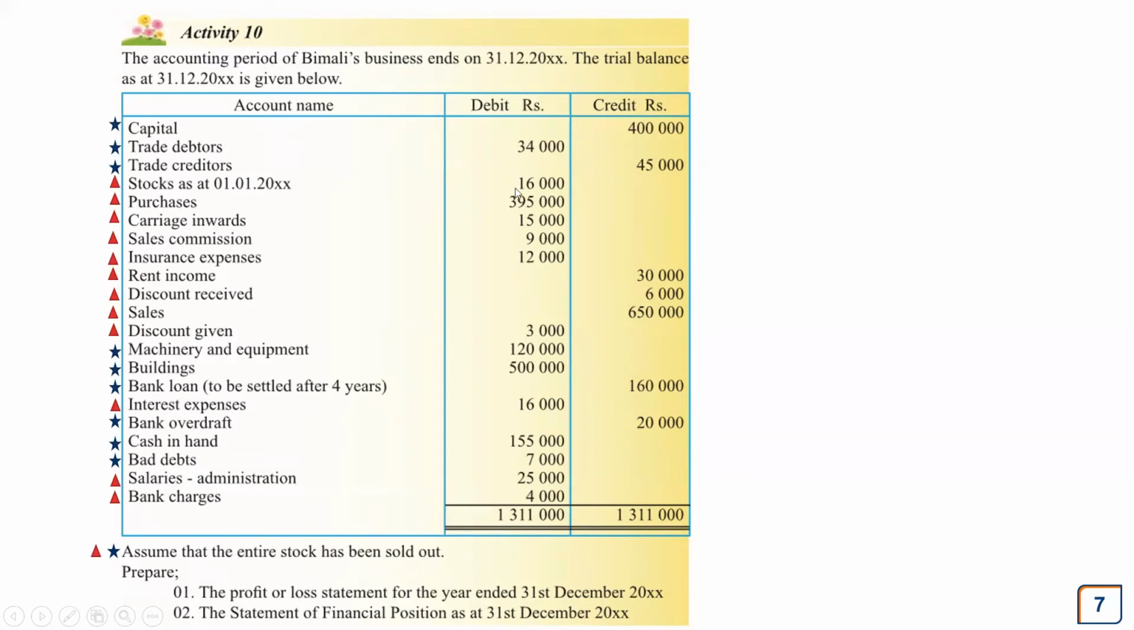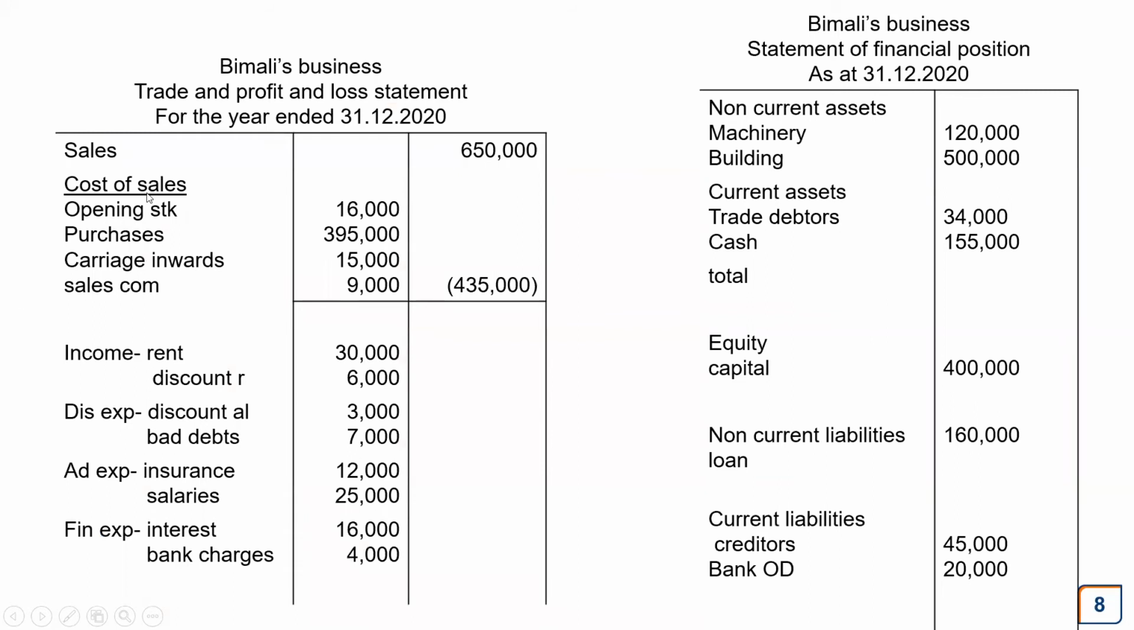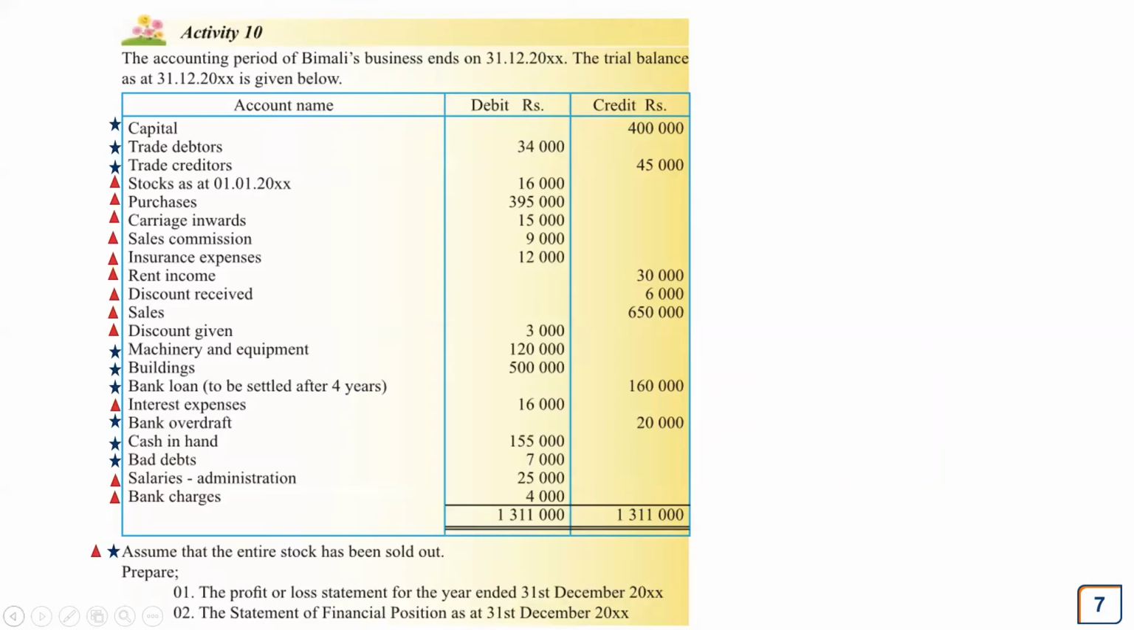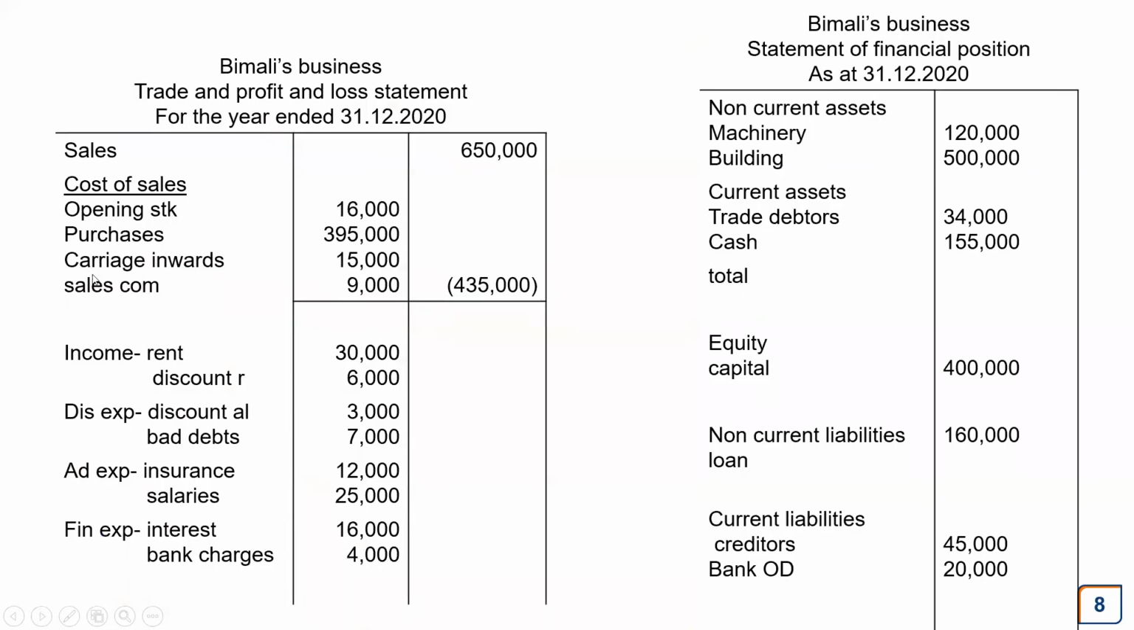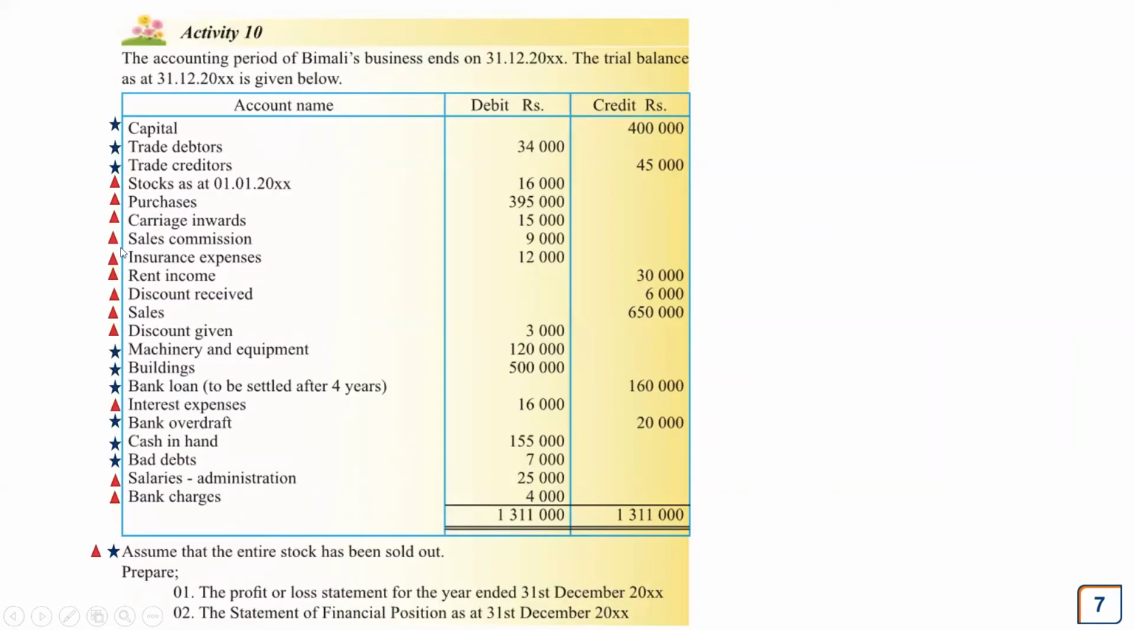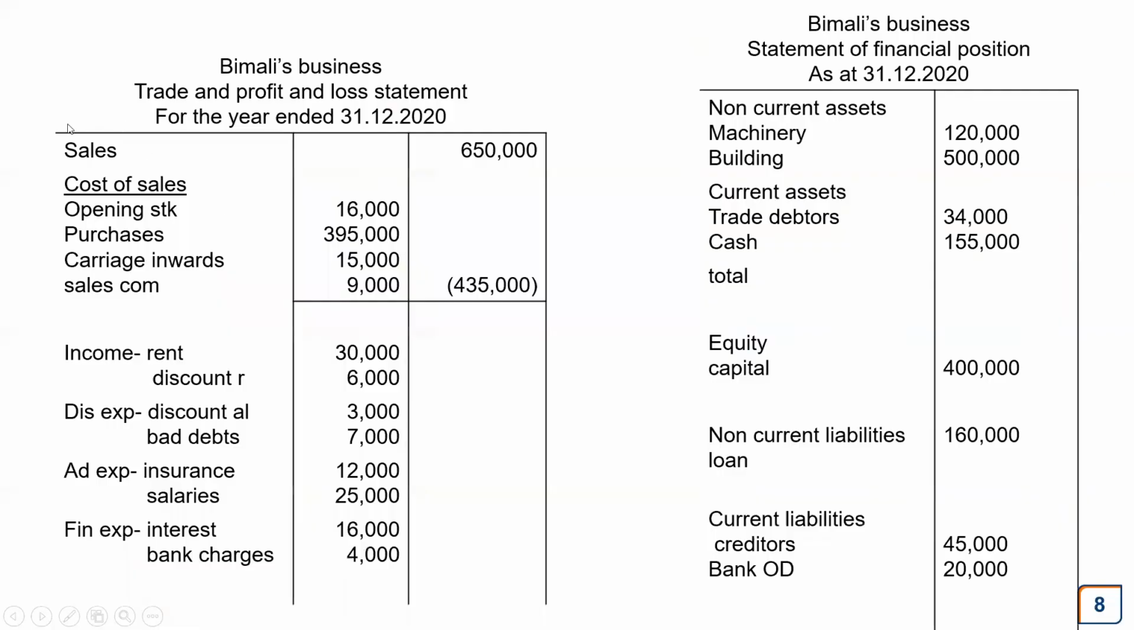Stock, opening stock is 16,000, right? Where do I need it? I need it in calculating the cost of sales. So opening stock, I have written it here, right? Purchases 395,000, carriage inwards 15,000. Both go to the cost of sales. So I'm recording it there, right? Then sales commission 9,000. Since it is a debit value, it means that I have given commission, so that also can be taken to the cost of sales, right?